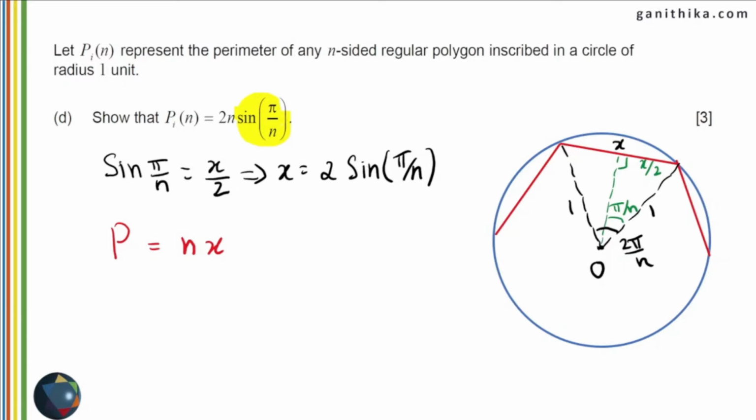You always use the right-angle triangle in each of the cases, n equal to 3, n equal to 4 and n equal to 6, in which case you will be able to easily solve this question as well. I hope you understood the point here. So once you find the x value, substitute in the perimeter nx and you get 2n sine pi over n, which is given. Let's make a checklist here.